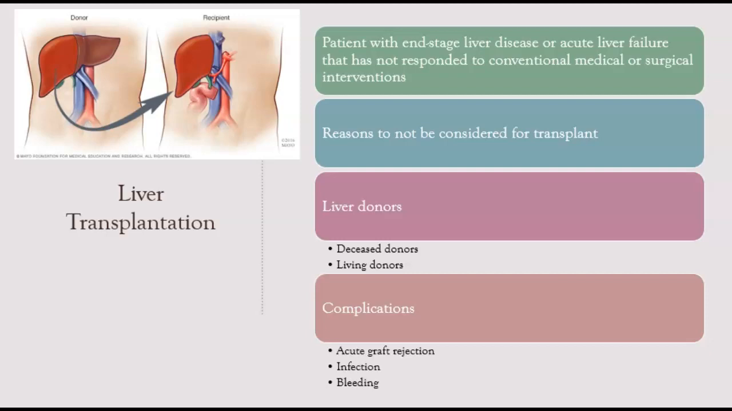Infection is another complication. It will commonly include pneumonia, wound infections, urinary tract infections, or opportunistic infections. Vaccinations are important, such as HIV, HBV vaccine. And prophylactic antibiotics, specifically broad spectrum, will help control this infection. And then also bleeding is another complication.